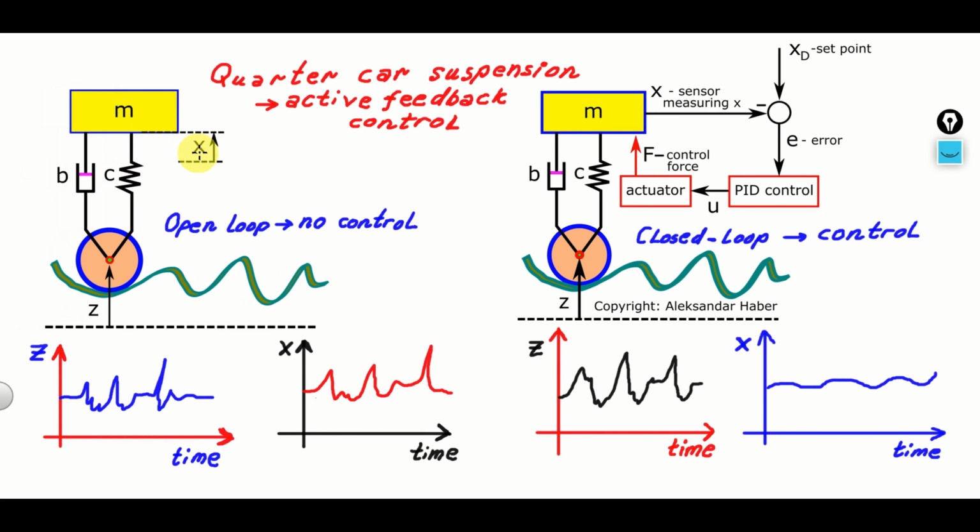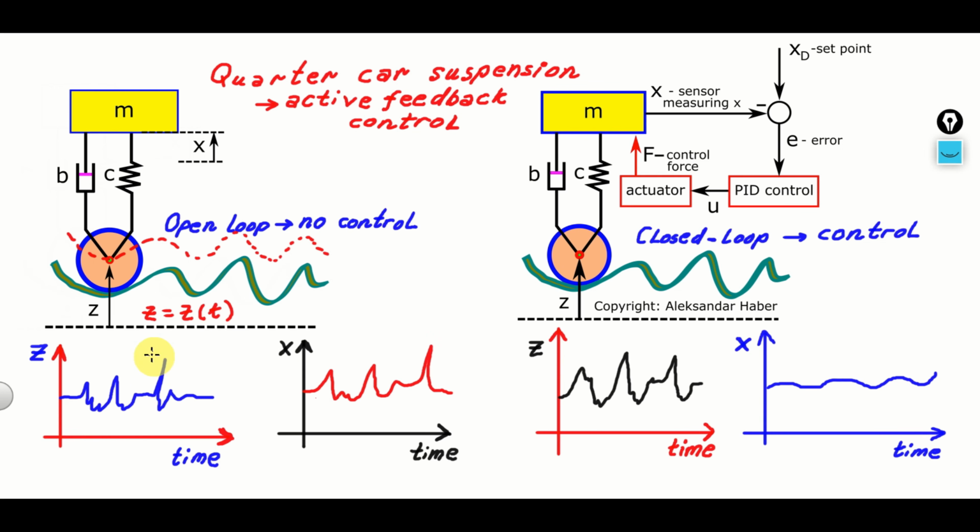In this figure, x represents the displacement of the mass m from its equilibrium position. On the other hand, z represents the displacement of the center of the wheel with respect to some neutral horizontal plane. As the wheel travels, the center of the wheel will describe this trajectory. And this trajectory will actually be described mathematically as z as a function of time.